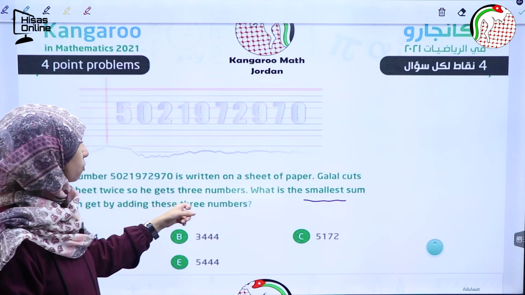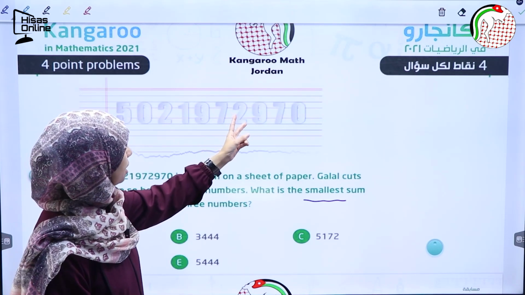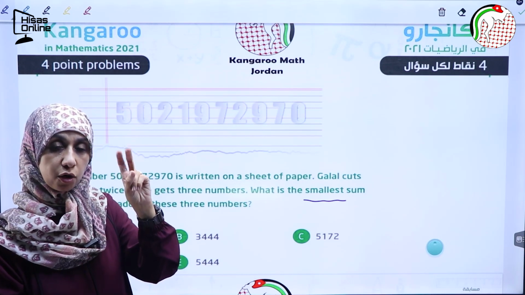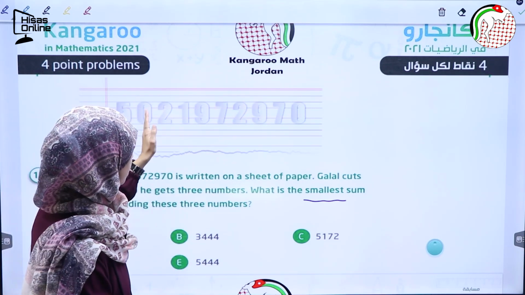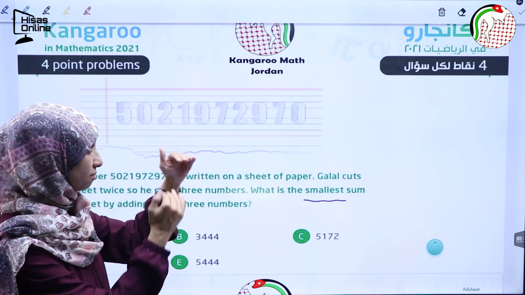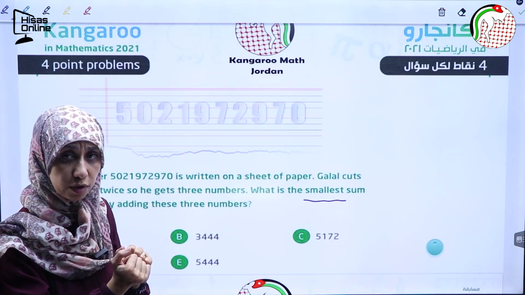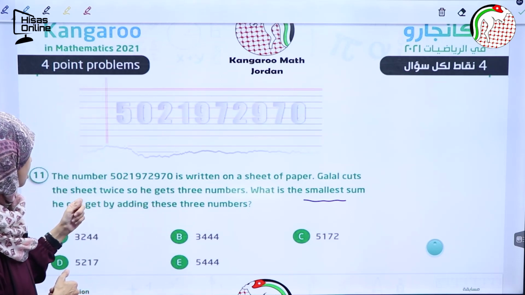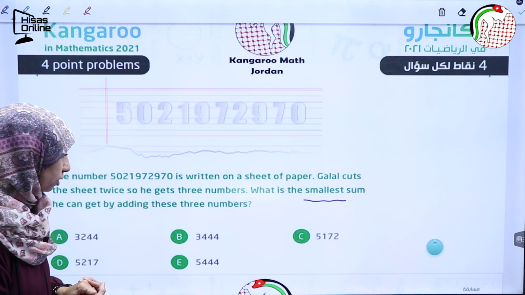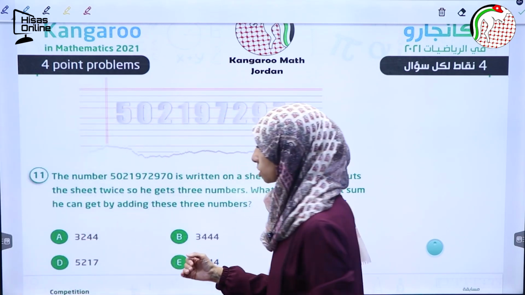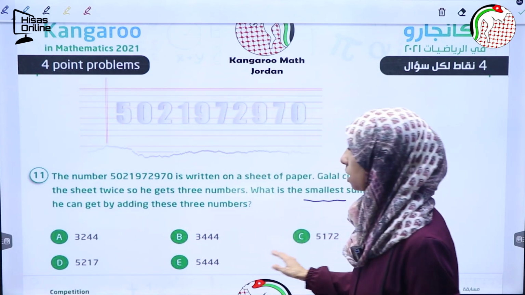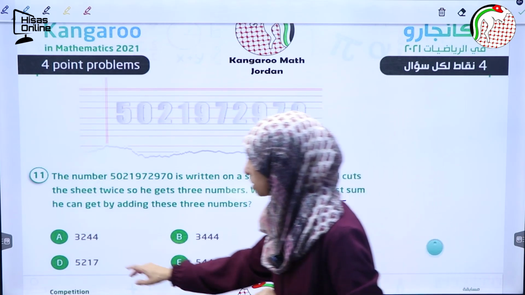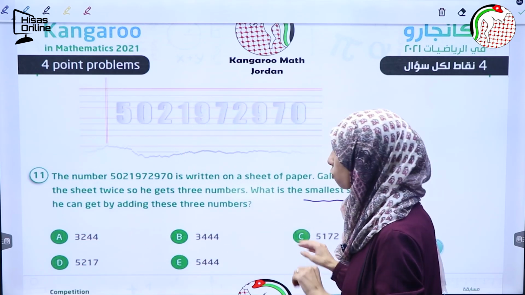that he can get by adding these 3 numbers. So he cut this piece of paper in two places. So he had 3 numbers. Then he added those 3 numbers together, and we need to find the smallest sum that he can get by adding those 3 numbers together. Now let's see the options. The options A, B, C, D, and E, all of them have 4 digits. That means 4 digit, 4 digit, 4 digit, and so forth.